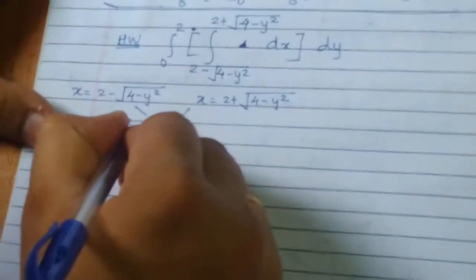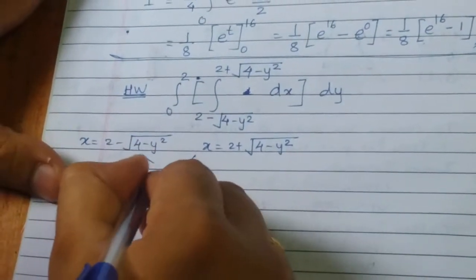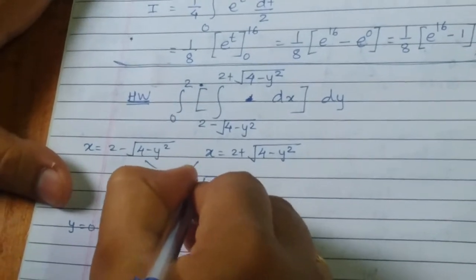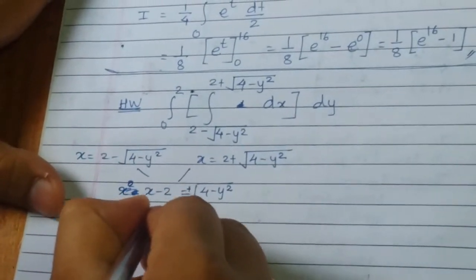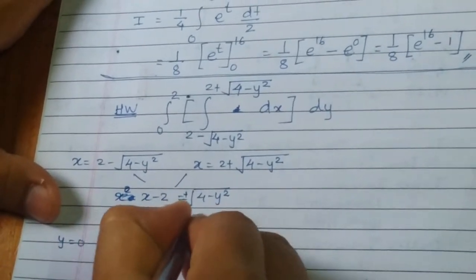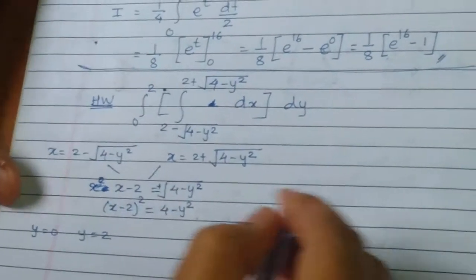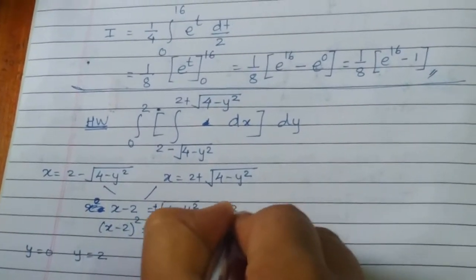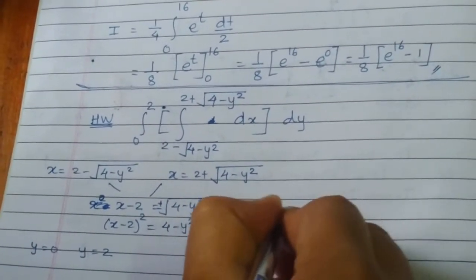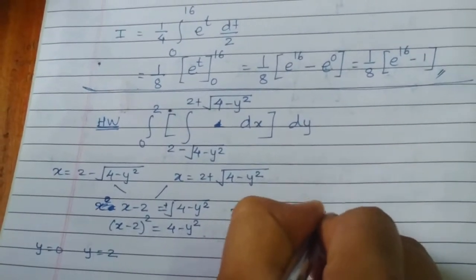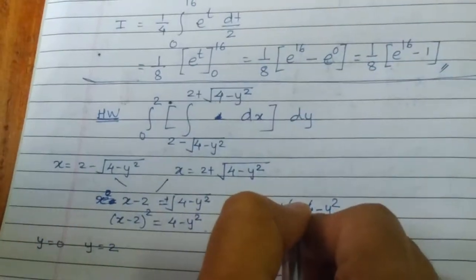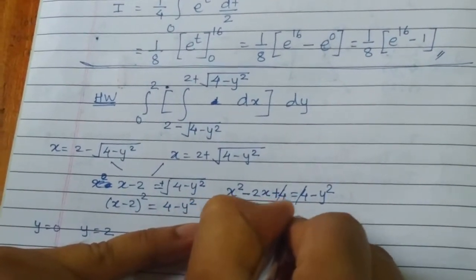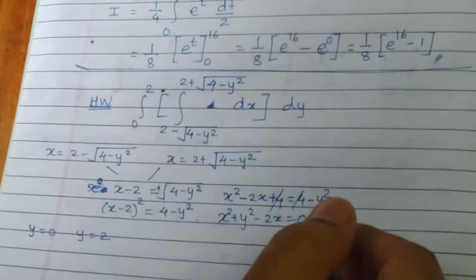Okay, before that we'll make one more adjustment. Take this 2 to the left side. We get x minus 2 is equal to plus or minus square root of 4 minus y square. Now squaring on both sides, we have (x minus 2) whole square is equal to 4 minus y square. Now expanding this one, we have x square minus 2x plus 4 is equal to 4 minus y square. So this 4 and this 4 will get cancelled. So we can have x square plus y square minus 2x is equal to 0. Are you clear with this?